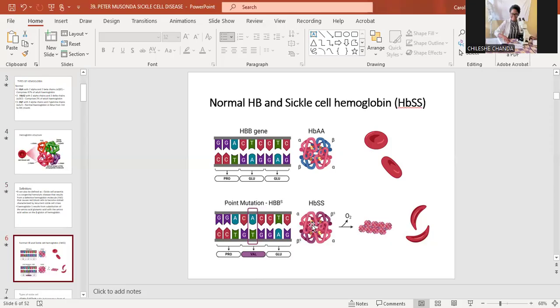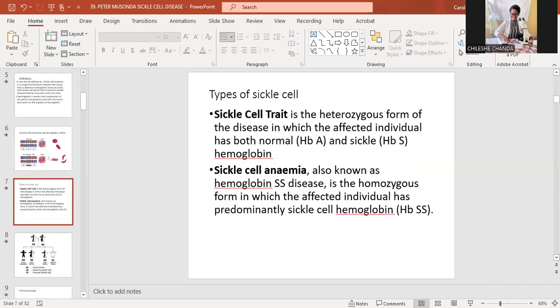This abnormal hemoglobin is known as hemoglobin S, which will result in the cells starting to sickle. So a patient who has sickle cell disease will have cells that will be sickling. Now there are different types of sickle cell, but we're going to discuss two in general.